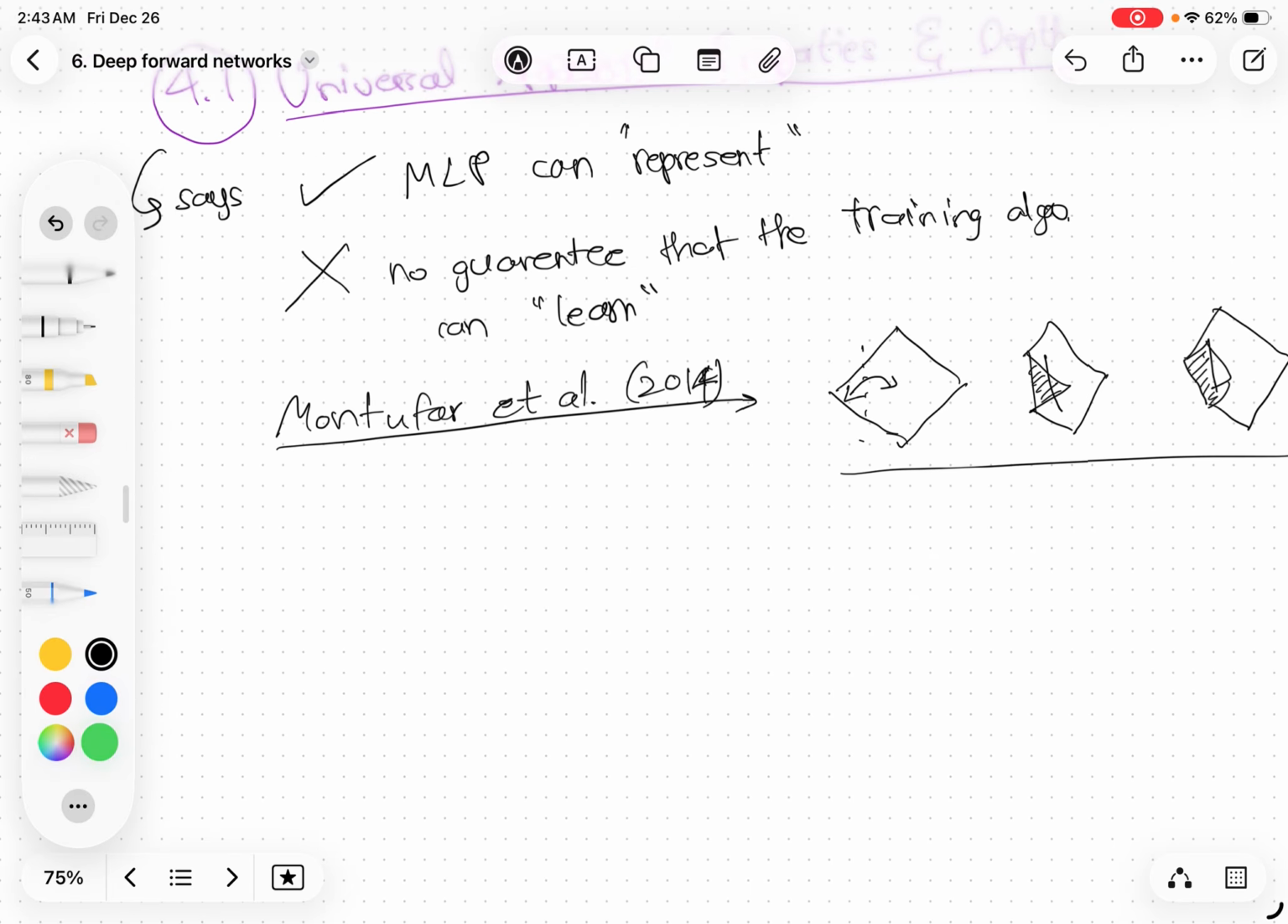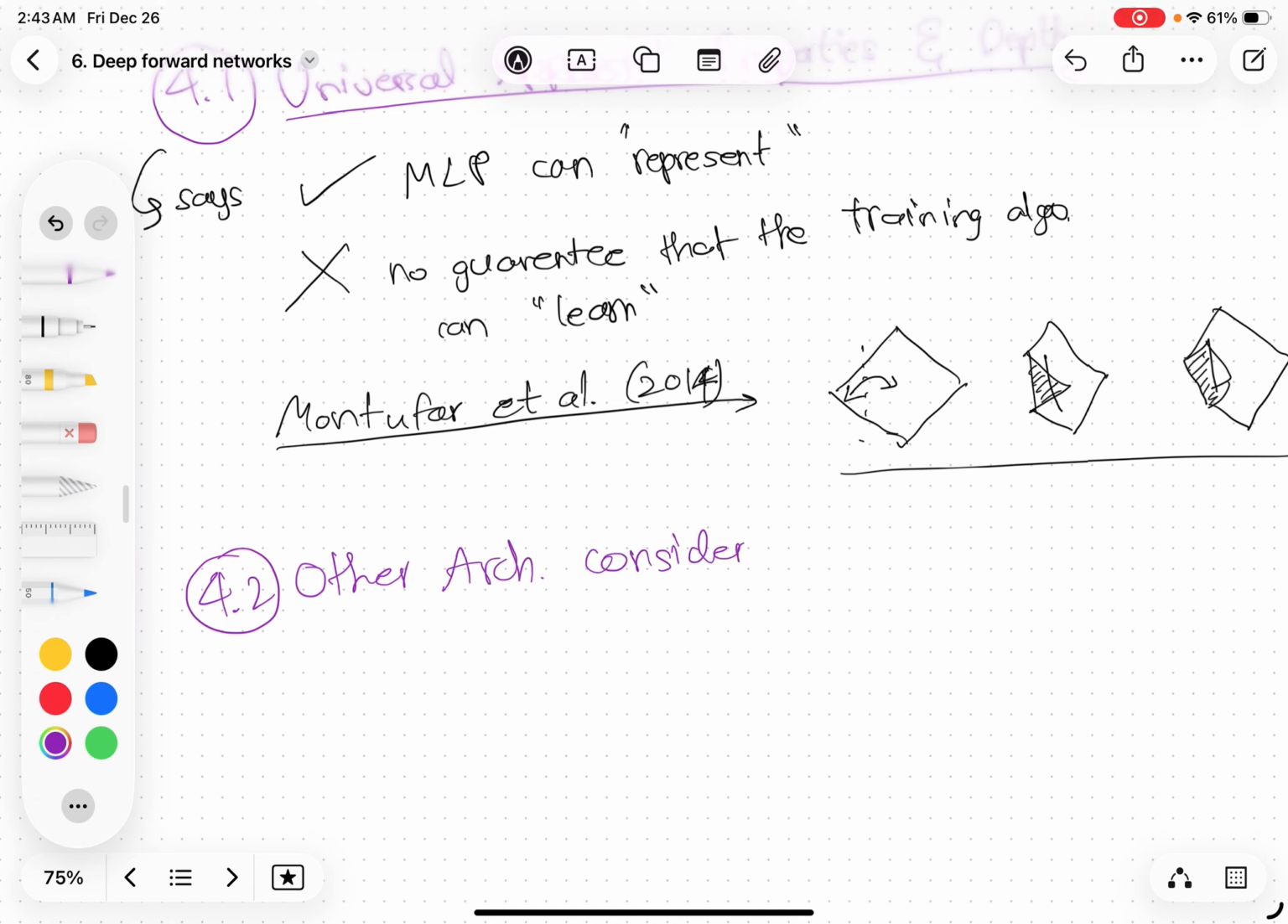What are some other architectural considerations? Well, many neural network architectures have been developed for specific tasks. Specialized architectures for computer vision called convolutional neural networks, we'll see that later. Feedforward neural networks may also be generalized to recurrent neural networks for sequence processing. So we have quite a number of architectures, as we know.